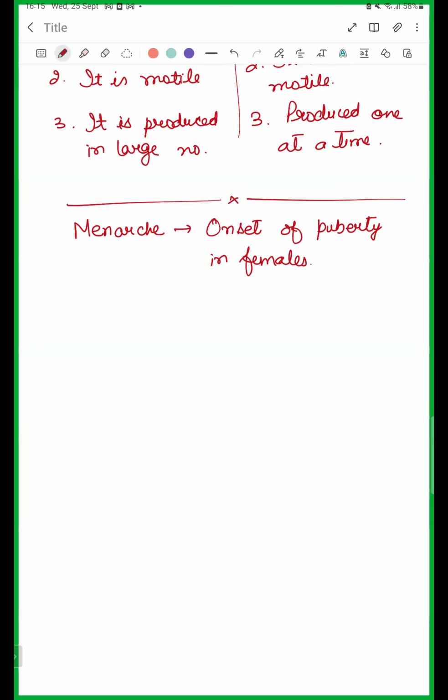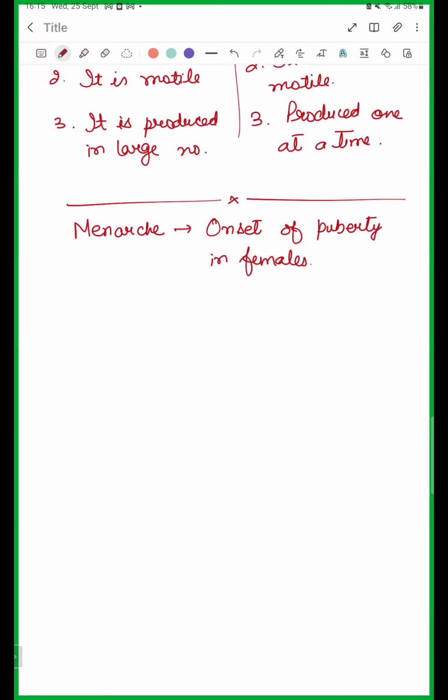Changes take place in voice, like the crackling of the sound. The voice becomes more heavy, more coarse. There is enlargement of the voice box also, which protrudes out in the neck, forming Adam's apple. So it's quite visible. Further, there is broadening of the shoulders. You can write down some more points like enlargement of the reproductive organs.